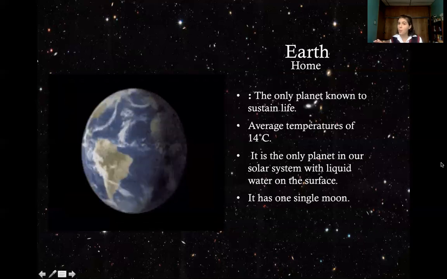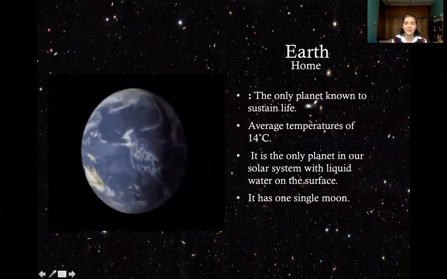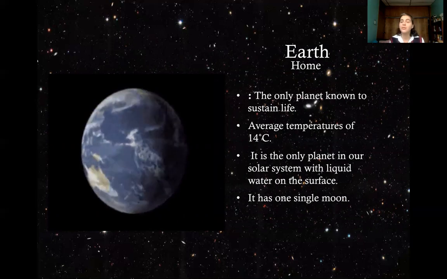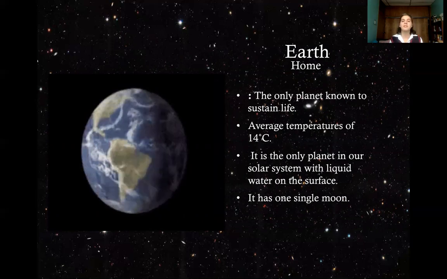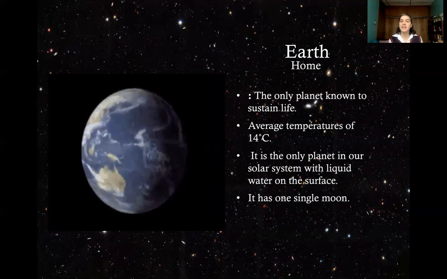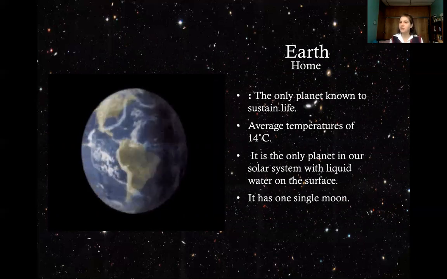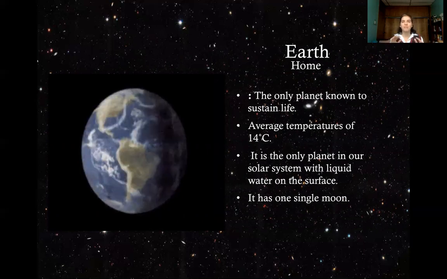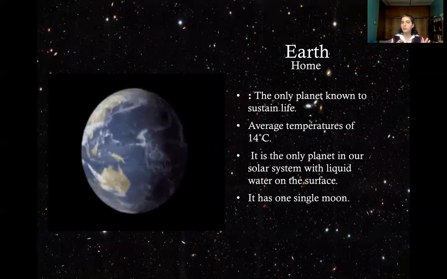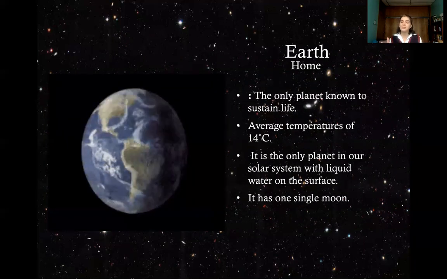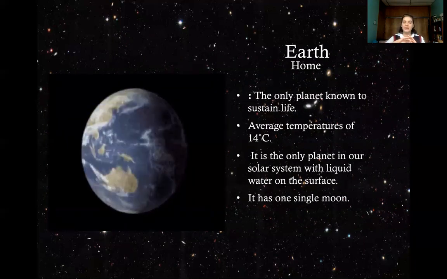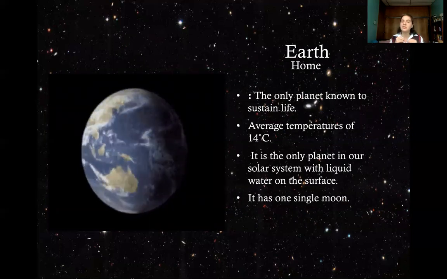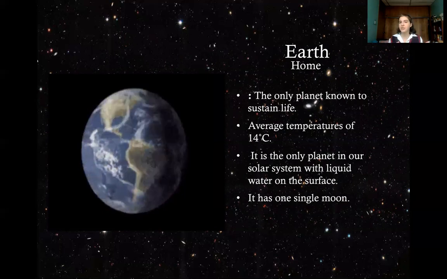Now, home, what we call the planet Earth. It is the only planet, as far as we know, that is able to sustain life. Okay, why is this? Because in here it says that the average temperature of the Earth is 14 degrees Celsius. Okay, we're in Venezuela. We know that we often have common temperatures of 23 to 25 degrees. But if we make a study about the entire planet, we can assume that it's only 14 degrees average.